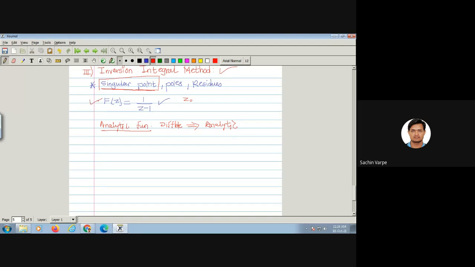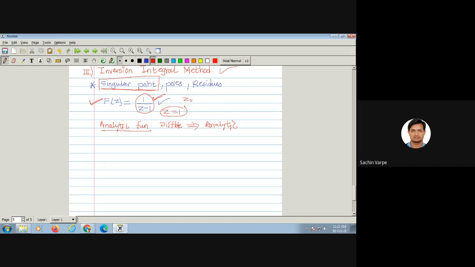So what is the singular point in this case? As you said, z equal to 1 is the point at which this function is not defined, right? So z equal to 1 is a singular point. Is this clear? Yes, sir. So basically, a singular point is a point at which the function does not have a finite value. The function may be infinite or may not be defined itself.